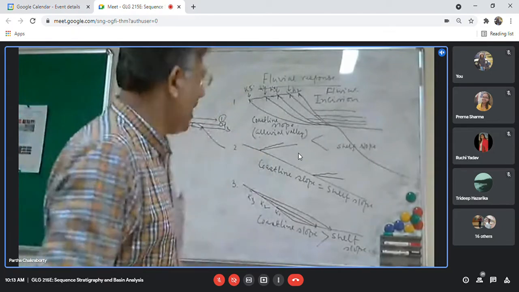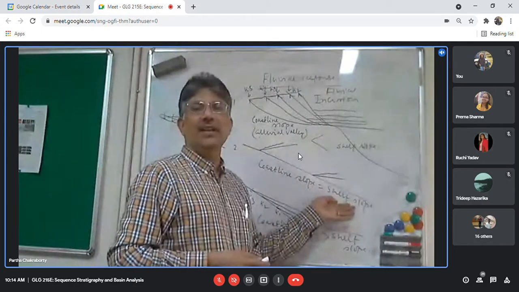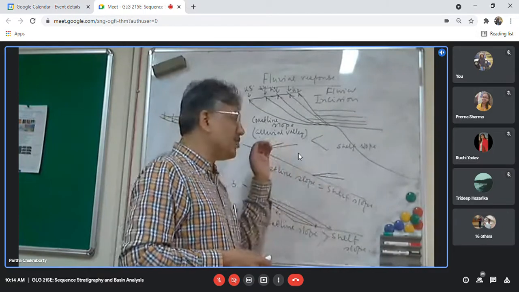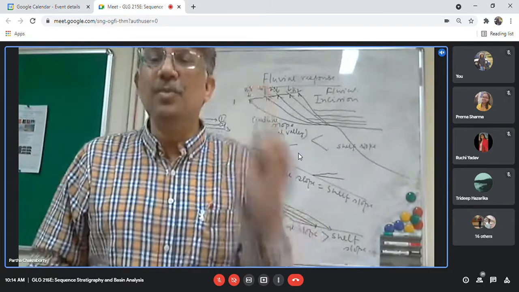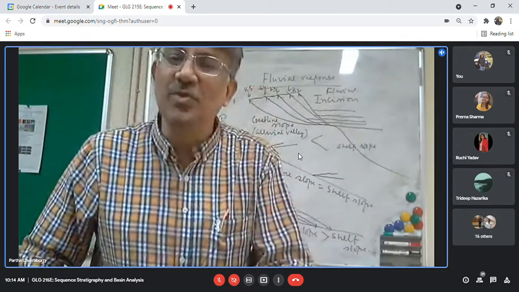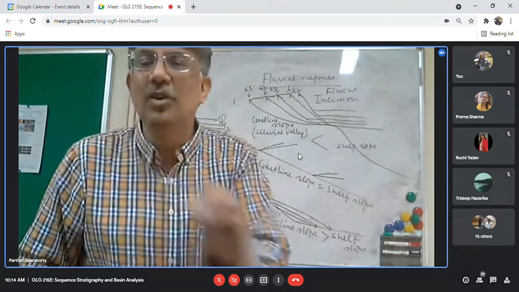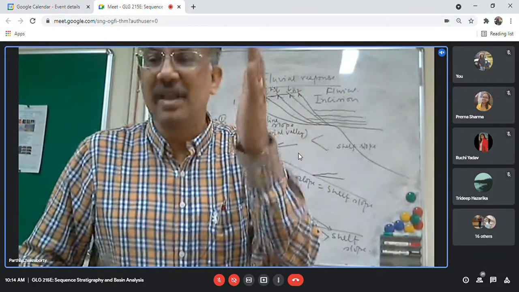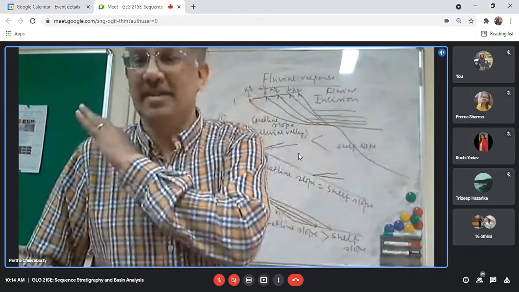Clear? Now, second case, when the coastline slope and shelf slope are equal to one another. If the slope is the same, then there is no question of incision, no question of aggradation. The fluvial system will be adjusting by its own sinuosity, by its own roughness, by its own bed load pattern, and it will be bypassing the sediment. It will not cause any incision, but it will bypass the sediment.